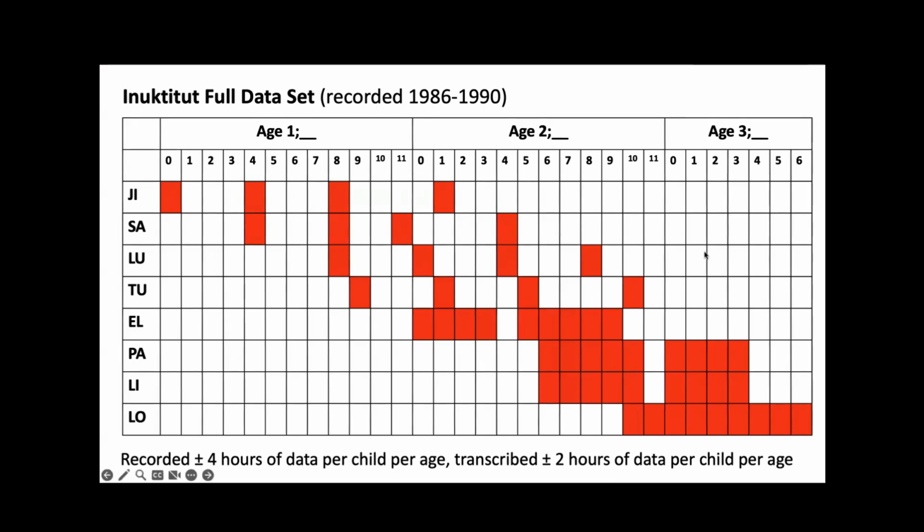You'll see across the top the ages 1, 2, 3, and then the months in the next line. The red boxes indicate that we have about 4 hours of data recorded at that time point, and about 2 hours of that were transcribed. So that's the full set of data.